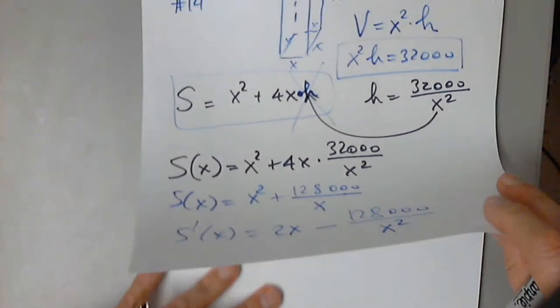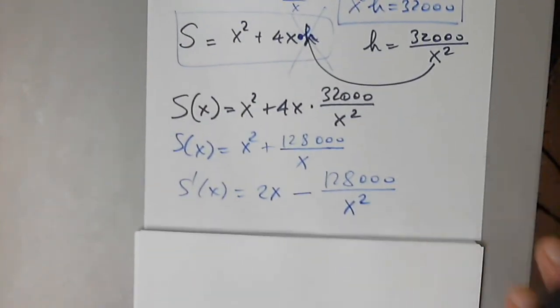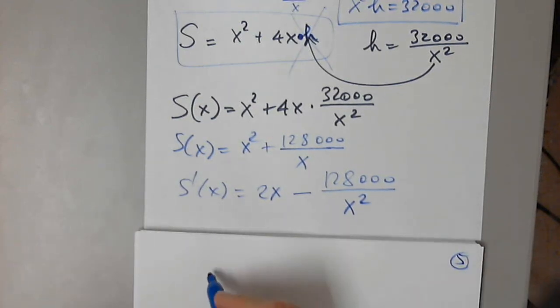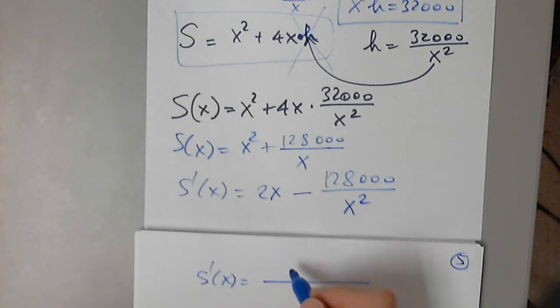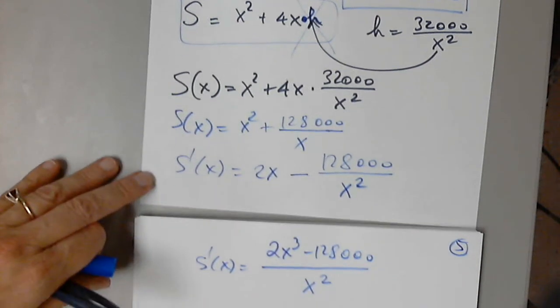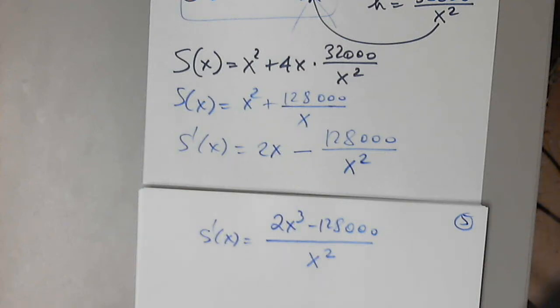And yes, like we did before, I have to simplify this function. X squared, 2x cubed minus 128,000. So I simplified it as much as I could. Yes, we can factor out the 2 if that's what you want to do. It's also true. So 2x cubed minus 64,000 divided by x squared.